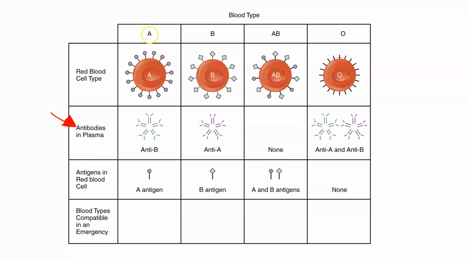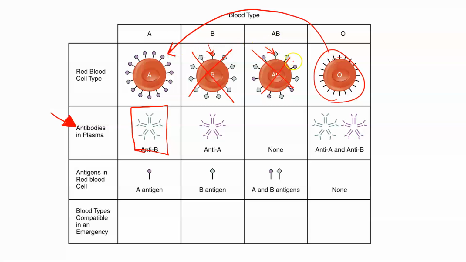Let's say that somebody with type A blood needed some blood. They have in their plasma anti-B antibodies, so we would know for sure that we can't give this person anything that's got a B antigen on it, because lurking in their plasma is the anti-B antibody ready to destroy anything with a B antigen. So we could not give this person B blood. We could not give this person AB blood, because they both have the B antigen. But we could give this person O blood.